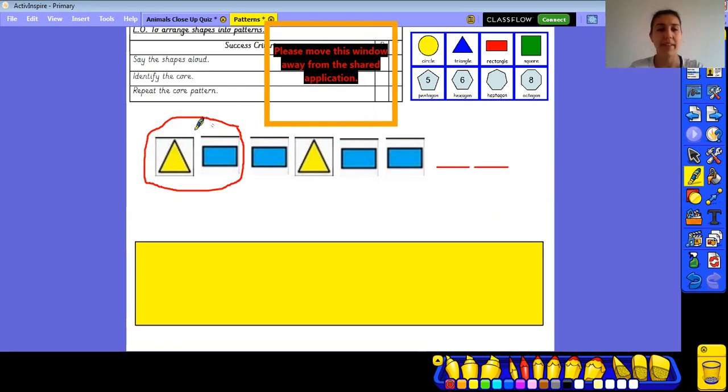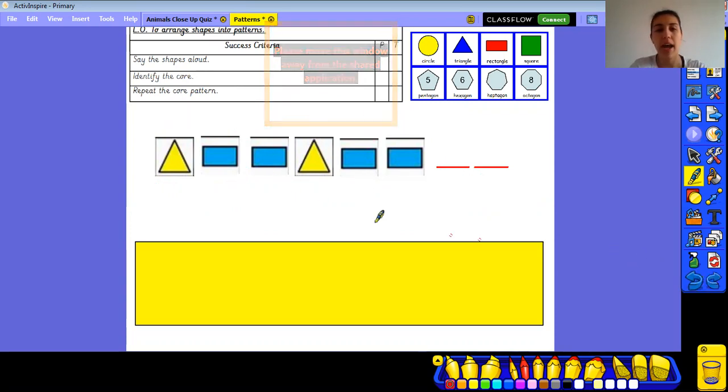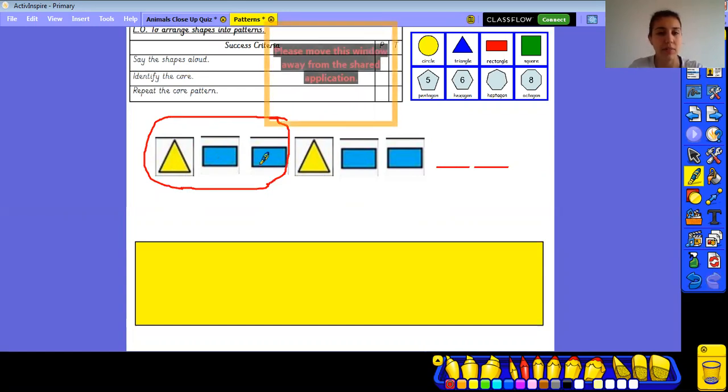No, it's not. So that means that this is not the core, because if this was the core, then I would get triangle, rectangle, triangle, rectangle, triangle, rectangle, but it's all wrong if I do that. So what I'm going to do is have a look at adding this shape into my core as well. So let's see, triangle, rectangle, rectangle. Do I have that same thing again? Triangle, rectangle, rectangle. Yes, I do.